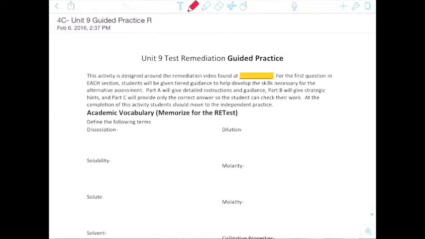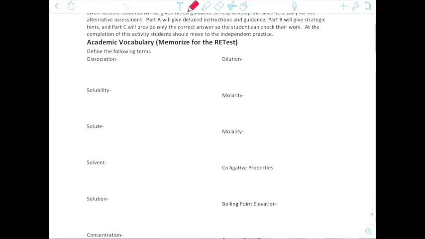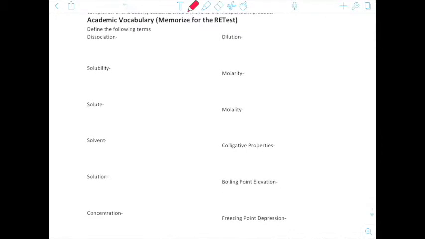Welcome to the Unit 9 guided practice. Let's go ahead and jump into the academic vocabulary. You will need to memorize this for your retest.